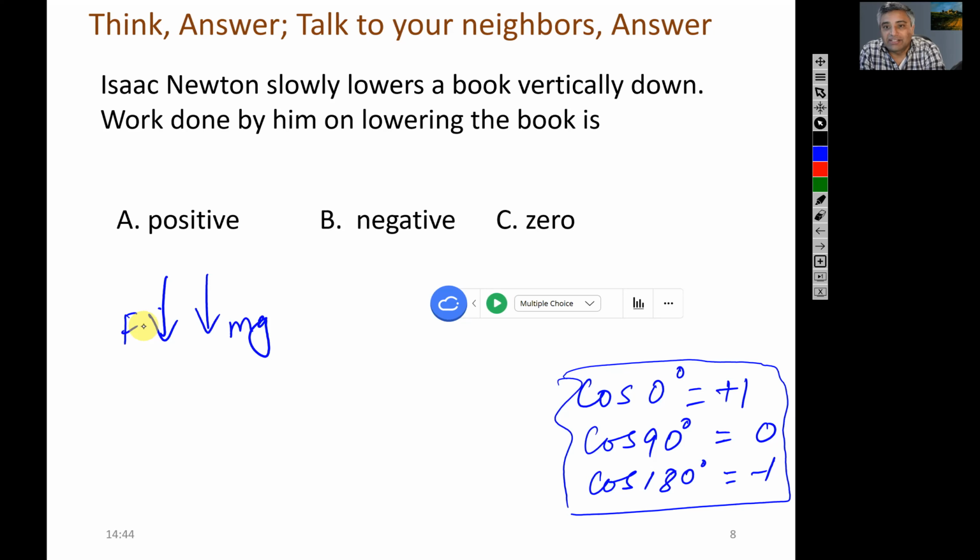mg gives you g acceleration. Now you add force downward, what's going to happen? The acceleration would be larger than g, isn't it? But it's not accelerating, it's slowly going down, isn't it? So that means you have to counter the gravitational force, isn't it? So that's what you are doing, right?